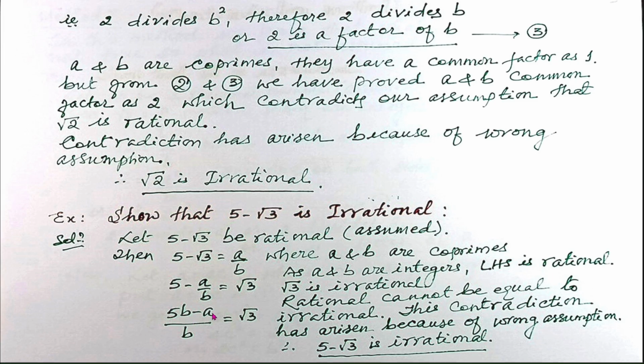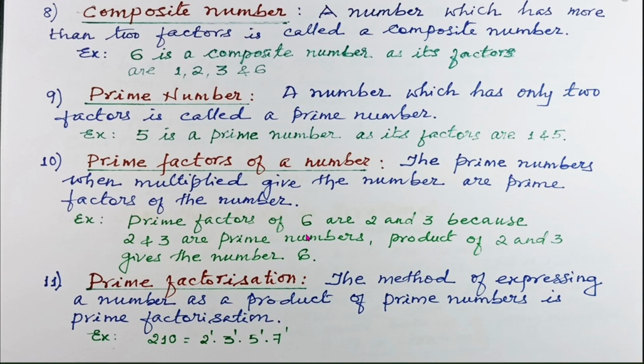Now if you see here, b is an integer, a is an integer, b is an integer again. Therefore in the numerator we have an integer and in the denominator we have an integer. Integer by integer obeys the definition of a rational number, therefore the LHS is a rational number. But on the RHS we have an irrational number. Is it possible for a rational number to be equal to an irrational number? That is impossible, and this contradiction has arisen because of our wrong assumption that 5 minus root 3 is rational. Therefore our assumption is corrected: 5 minus root 3 is not rational but irrational. So we have proved that 5 minus root 3 is irrational.